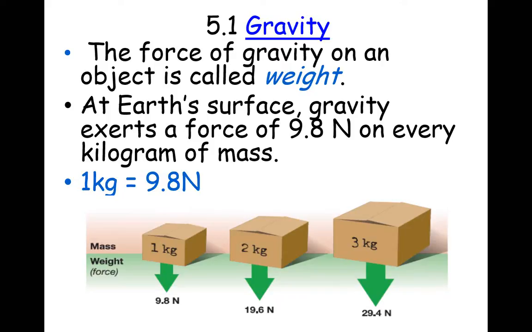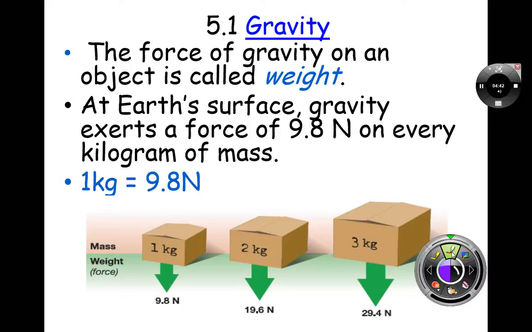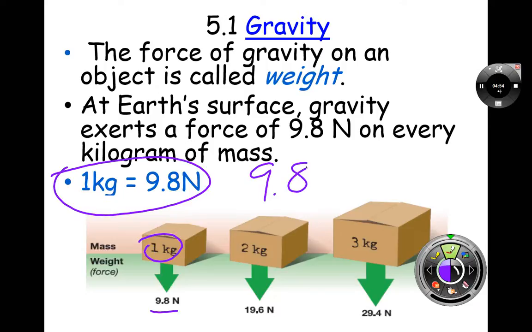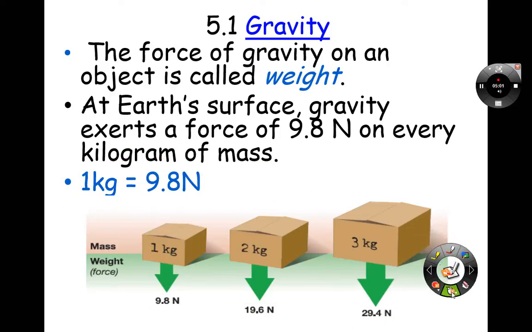Gravity. The force of gravity on an object is called weight. At the Earth's surface, gravity exerts 9.8 newtons for every kilogram of mass. You need to know this conversion: 1 kilogram is equal to 9.8 newtons. So if something is 1 kilogram, it's 9.8 newtons. If you double it, you get 19.6. If you triple it, you get 29.4, or that would be known as 3 kilograms.